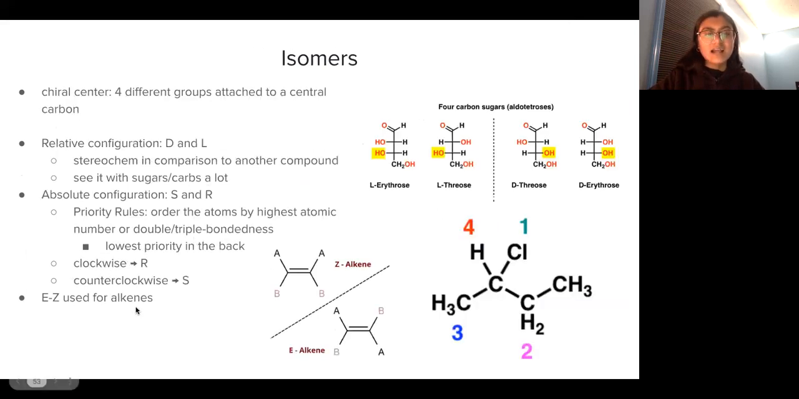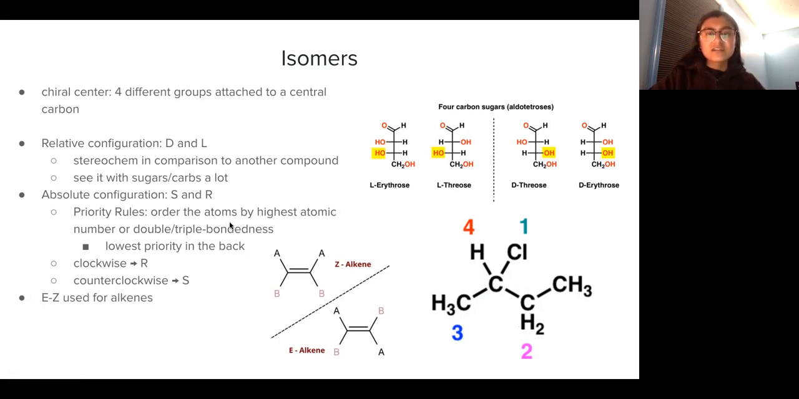Okay, for isomers, a chiral center is when 4 different groups are attached to a central carbon. An example is right here where you can see attached to this carbon, you have a methyl group, a hydrogen, a chlorine, and this ethyl group as well. So this is a chiral center.